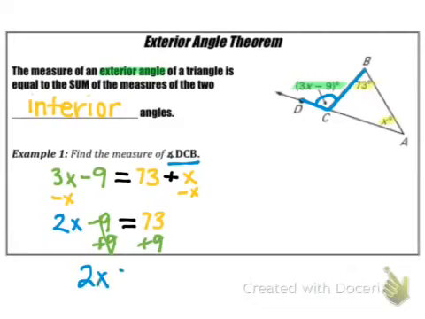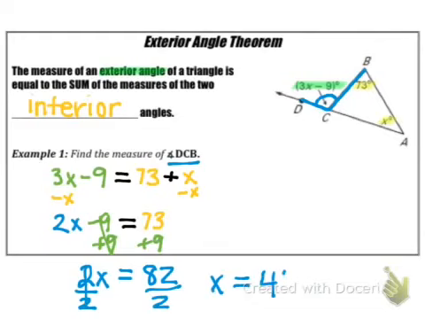So then 2x equals 82. And finally divide by 2, and we get 41. Now many of us would stop there and call it a day, but the question's asking for the measurement of angle DCB, not what the value of x is. But we need x to figure out what the angle measurement is.